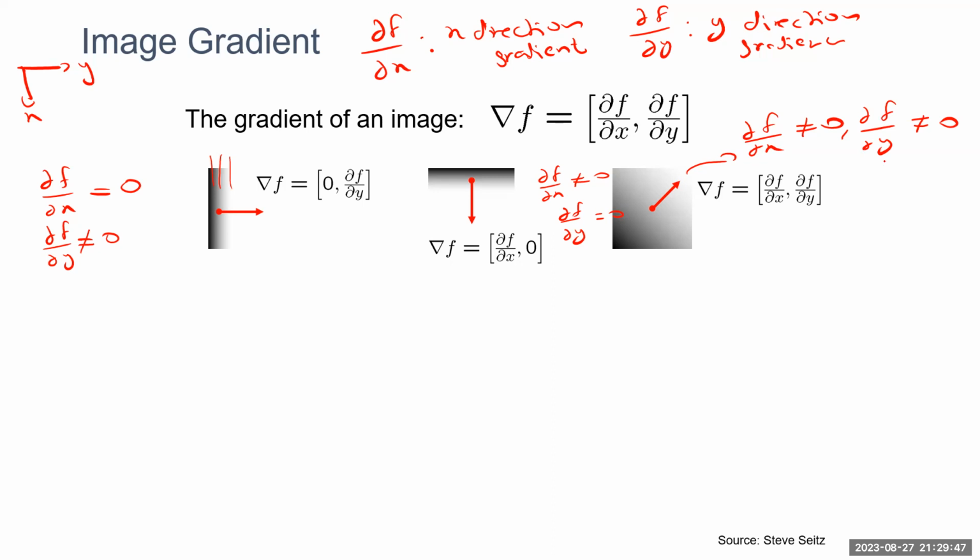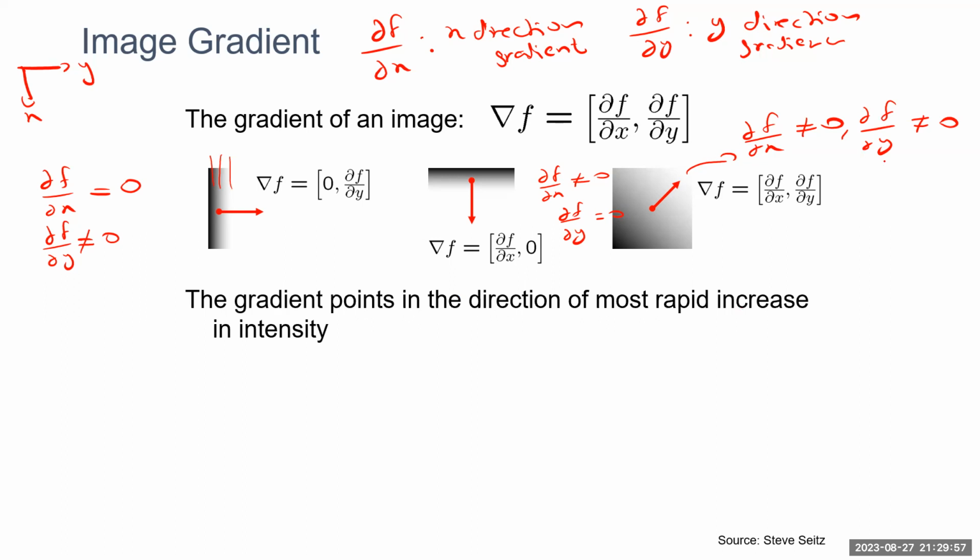Now, clear up to this point? So this is how we actually obtain the image gradients. We know the gradient points in the direction of most rapid increasing intensity. This is the definition. So how does the direction we find here relate to the direction of the edge? What's the relationship between the gradient direction and the direction of the edge?